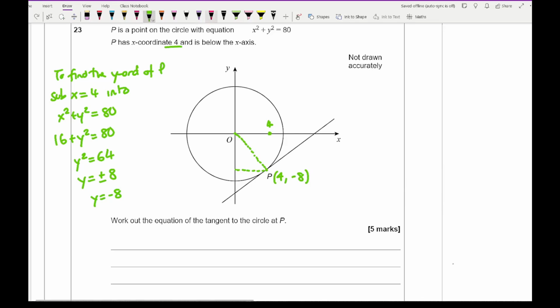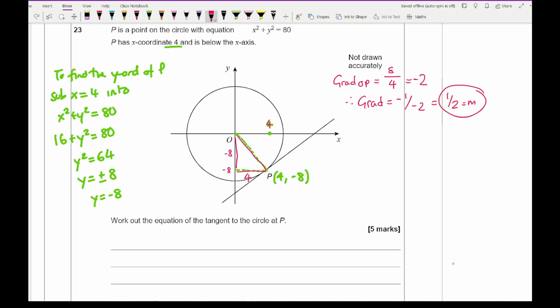Now from this I can work out what the gradient of OP is going to be, because if this point here is minus 8, and this point here is 4, that gives me the dimensions of the triangle for me to work out the gradient. So the gradient of OP is going to be the height, which is 8, divided by 4, which gives me 2. Now because it's going down, it's actually going to be minus 2. So the gradient of the tangent, which is the negative reciprocal of OP, is going to be minus 1 over minus 2, which gives me an answer of a half. So m equals a half.